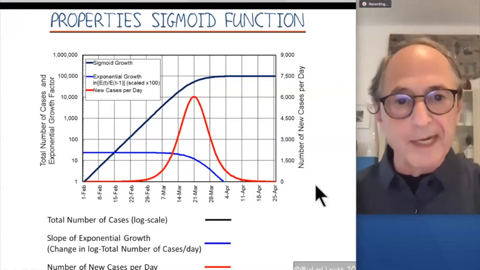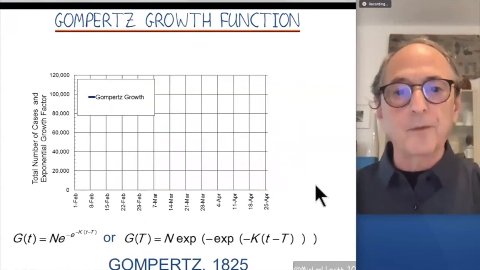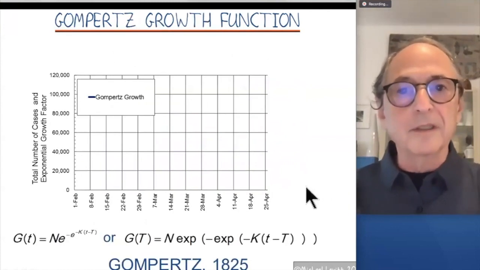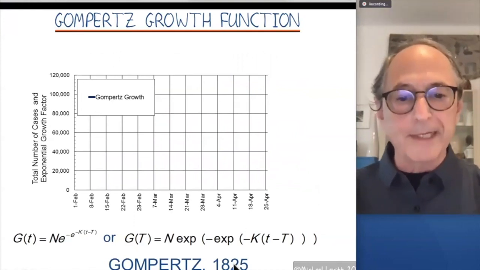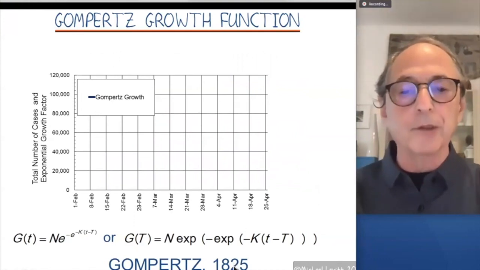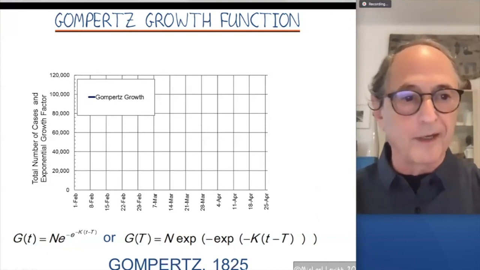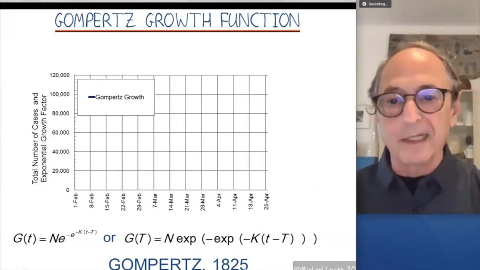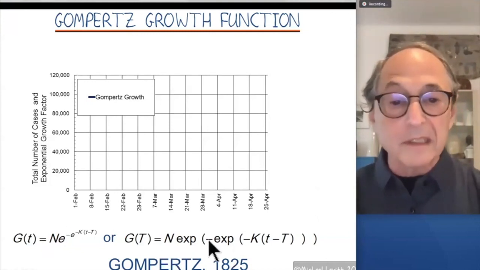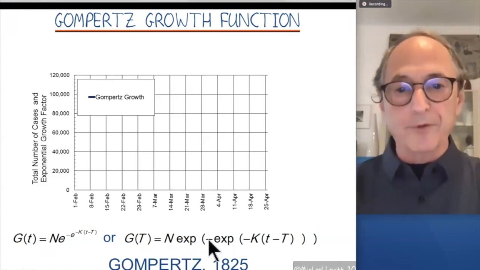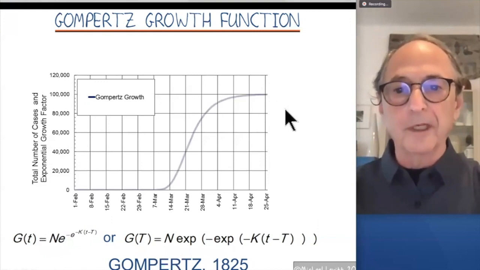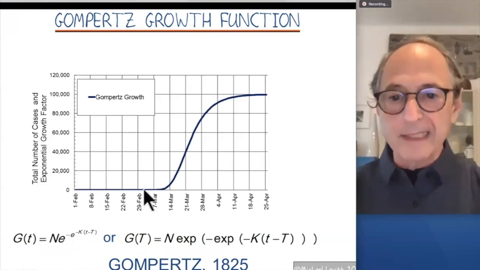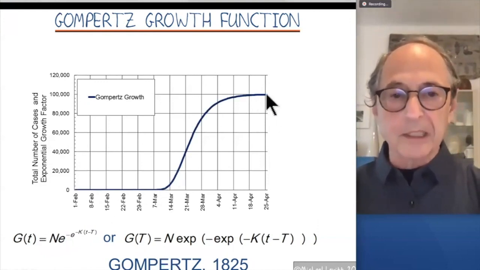Now let's look at a different growth function. This one has a strange name, not sigmoid, but the Gompertz growth function. It has a very interesting pedigree. It was actually published by a man called Gompertz in 1825 in the Proceedings of the Royal Society. Its mathematical form is slightly more complicated than we had for the sigmoid function, and in some ways it sort of looks the same. Here we start out, the function is flat, increases, and then slows down.